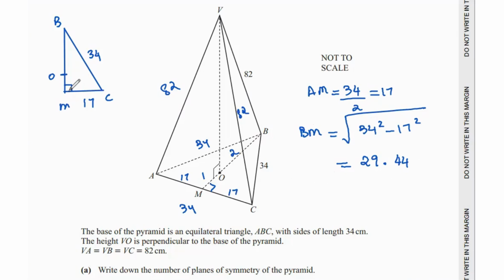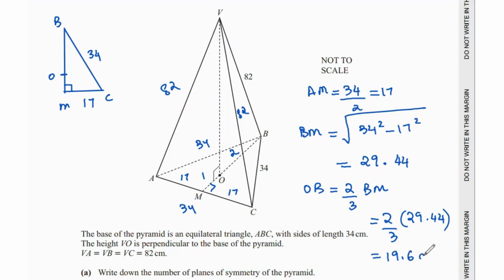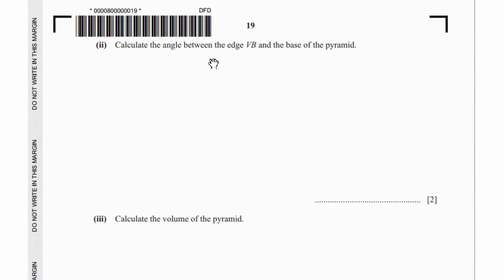So OB is 2/3 of BM. Why 2/3? Because it's divided in a 1:2 ratio. So OB would be 2/3 of BM. So 2/3 of 29.44, and that gives us 19.6 centimeters as given in the question. So very simple, nothing complicated. You just have to look at the shape very closely and identify any right angles that are present in the shape. Then we have to calculate the angle between the edge VB and the base of the pyramid.